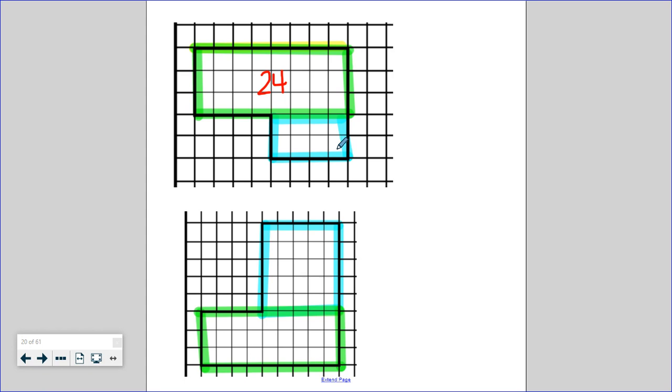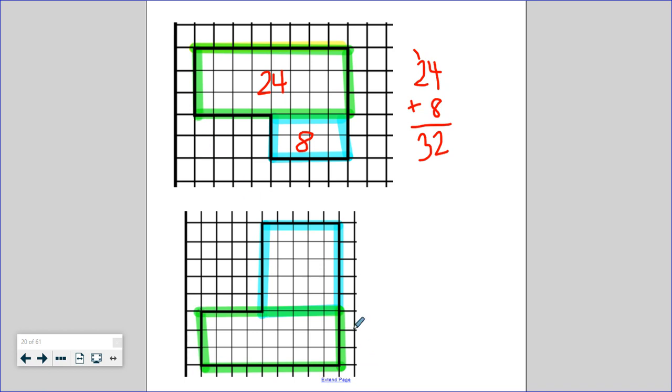This rectangle is 4 across and 2 up, so this one has an area of 8. Remember, length times width is how we find the area of a rectangle. So to find the area of this whole figure, we add 24 plus 8, and that is 32. So the area of this whole figure would be 32.